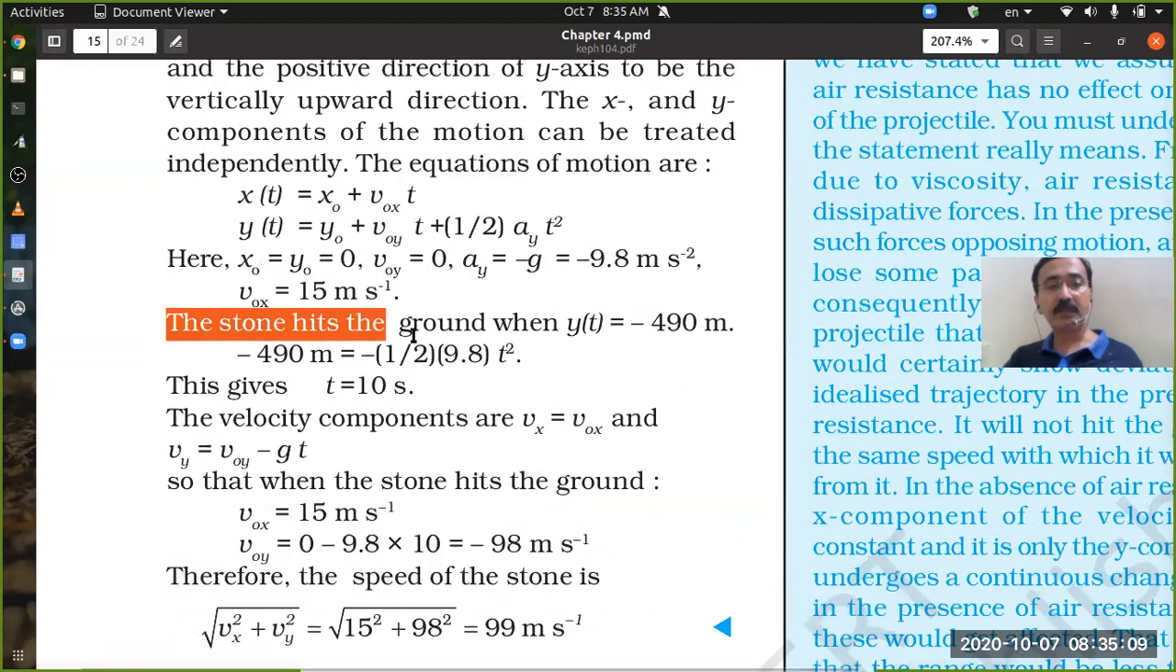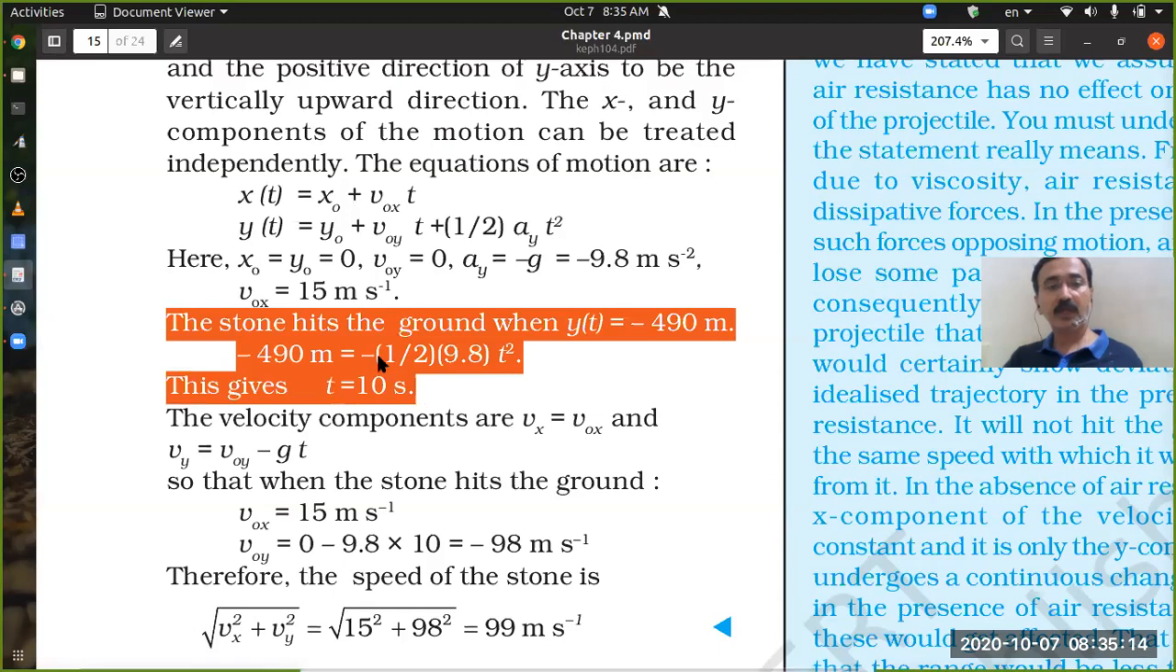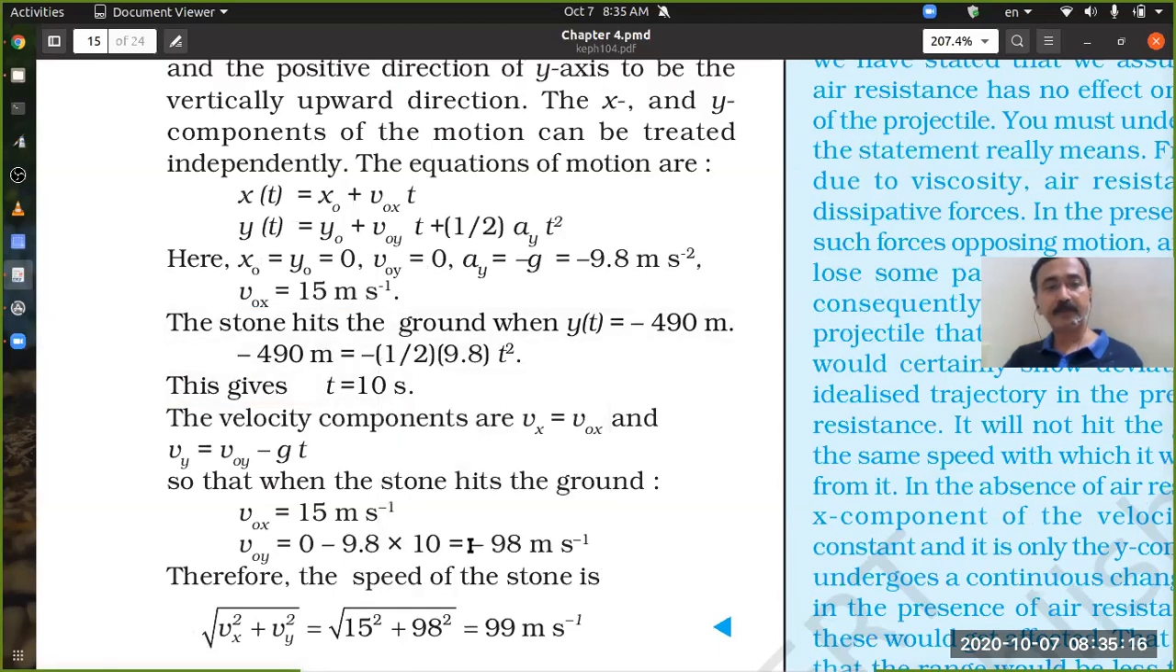Concentrate on this step. Only the highlighted part. Nothing before or after. Tell me which formula they have used.